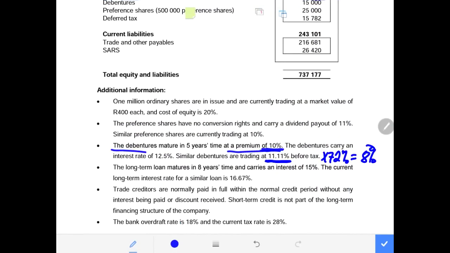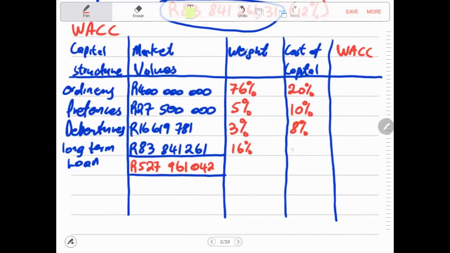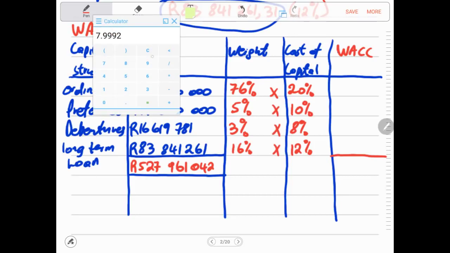Then now we look for the loan, and the loan had current trading interest at 16.67%, and we have already calculated this to be 12%, where we deducted 28%. So we are looking for 72% after 28% was deducted, and this gave us 12%, which was 12.0024. So now the cost of this financial instrument according to the market, again, it is 12%.